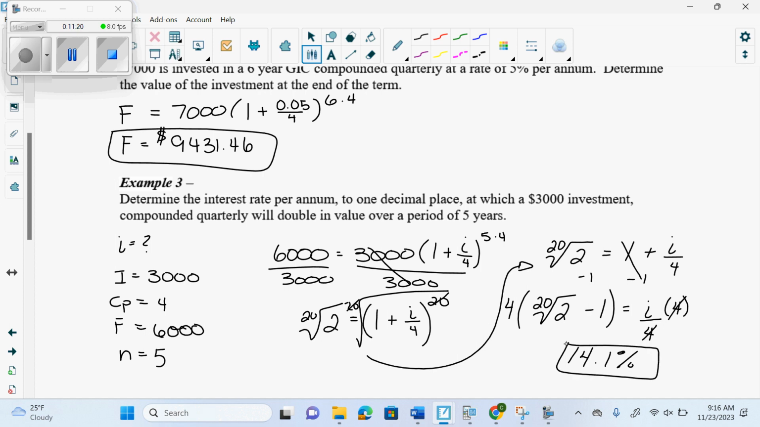So then you would write a sentence and you would say, the interest rate is 14.1% per annum to make an investment go from 3,000 to 6,000, or to make an investment double over 5 years, whatever. Explain it properly. All right, so the cool thing is you have no homework, except if you have the book, then you have a lot of homework.